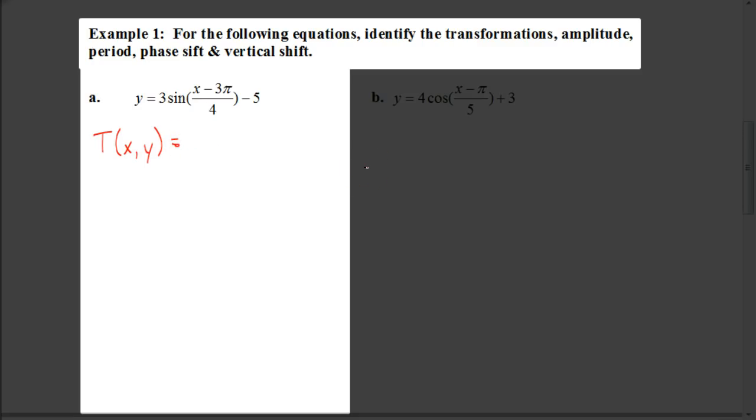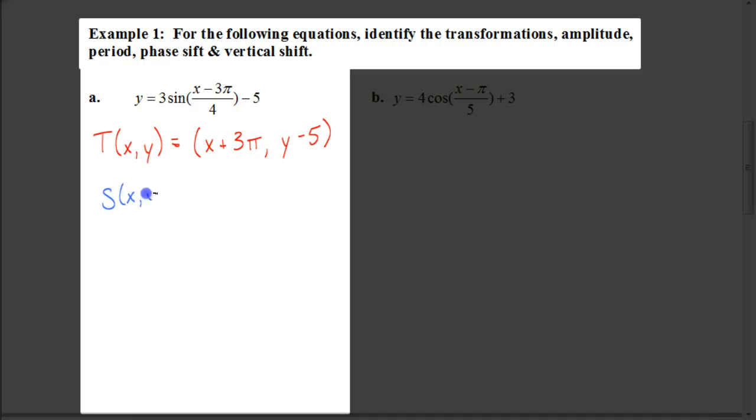The translation here, we look at the x, and we see what's happening with the x. We have x minus 3 pi. So remember, for our translation, we take the opposite of that. So it'll be x plus 3 pi. The y is already by itself, so we take the minus 5 as it is. So it'll just be y minus 5.